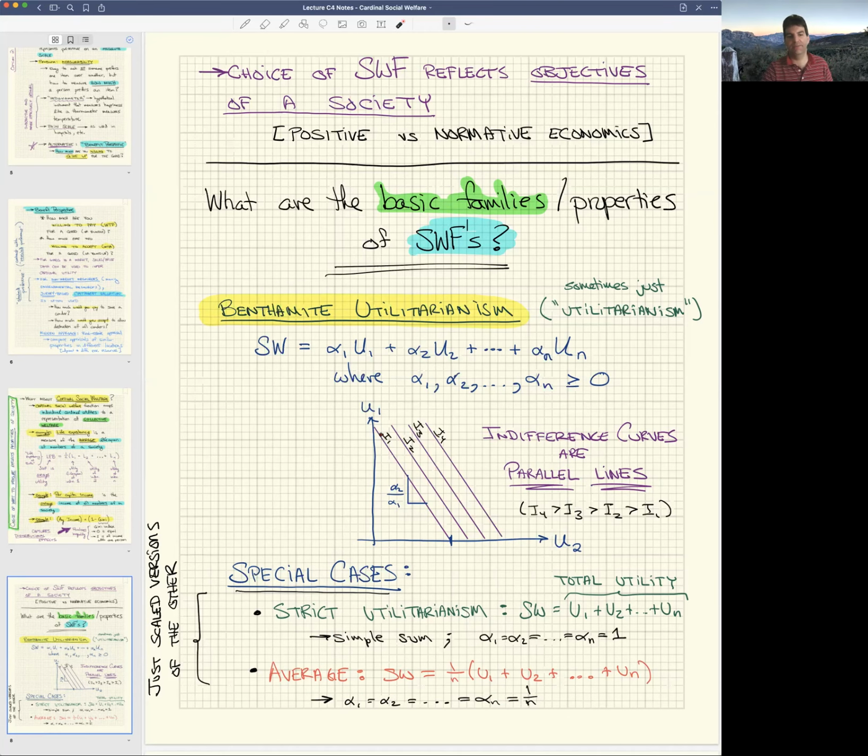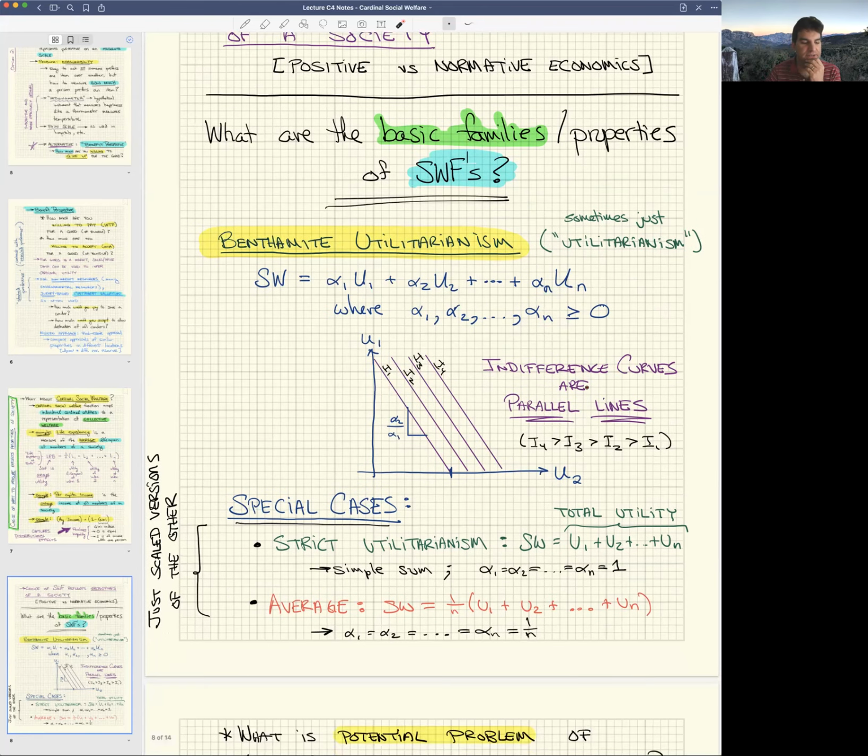Any questions there on what I mean by a Benthamite utilitarian function? This idea of social welfare where you're just adding the individual welfares up and then scaling them by these coefficients. That makes sense. Sometimes people just refer to this as utilitarianism because it's kind of the simplest approach. Okay, great, all right.